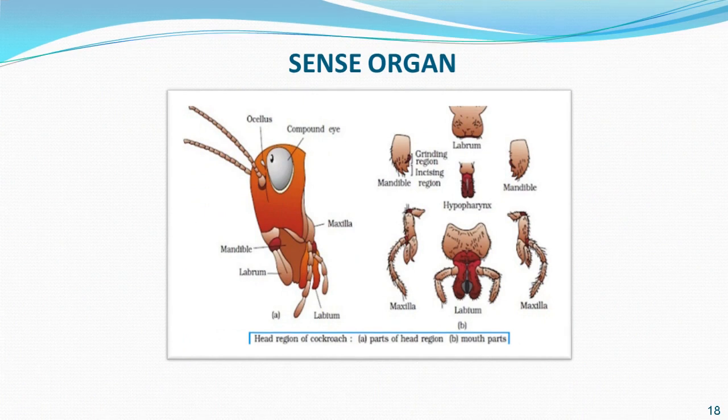The next one is regarding the sense organs. In the case of insects, several sense organs are there. For example, we can say the antenna. So insects have this antenna. The antenna is one of the sense organs, right?